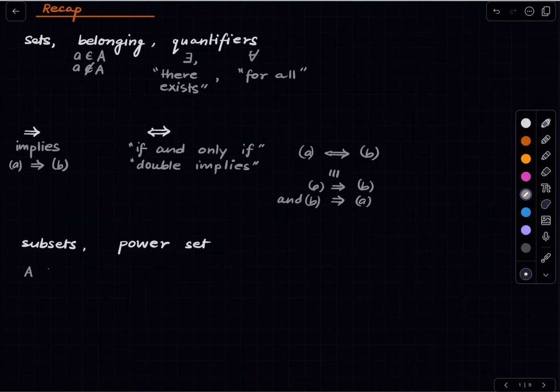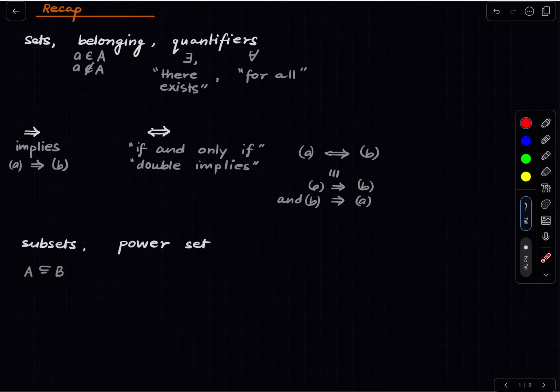And then we discussed the notion of subsets. If we have two sets and we write this, it means, the way we read it is A is a subset of B, and the meaning is that every element of A is an element of B.